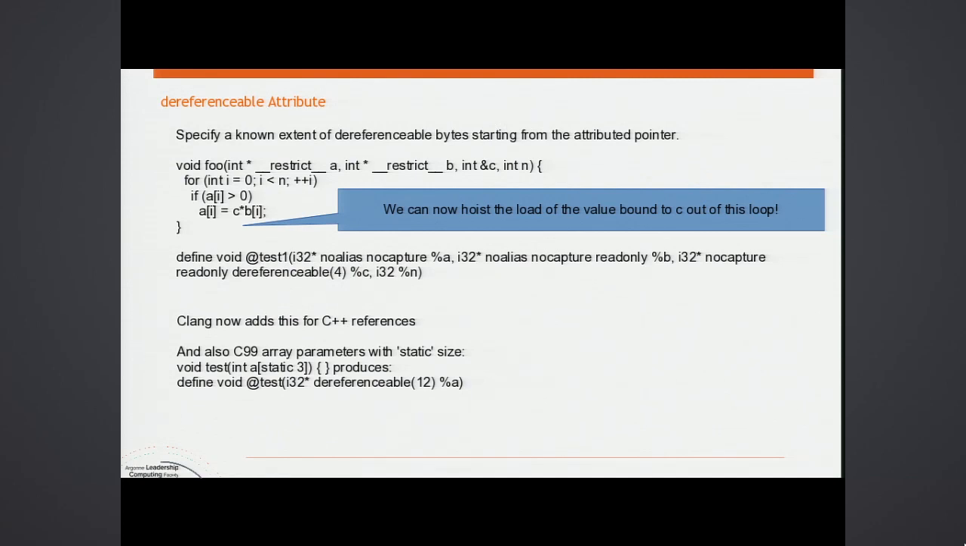And Clang will now emit this for references, and it also emits them for this fairly obscure C99 feature, where if you have an array argument type and you put static in front of the size, that is also supposed to designate the same information, that the array is guaranteed to have at least that number of elements in it. And not many compilers do something with this, actually, but we do. You can use this feature. It is quite useful for doing this kind of load hoisting.